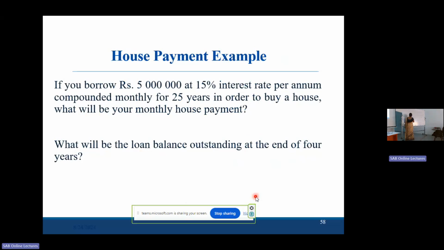So 5 million is equal to the periodic payment, which is what we are going to find, into 1 minus (1 plus 0.0125) to the power minus 300, divided by 0.0125. The monthly rate is 15% divided by 12, which is 0.0125.